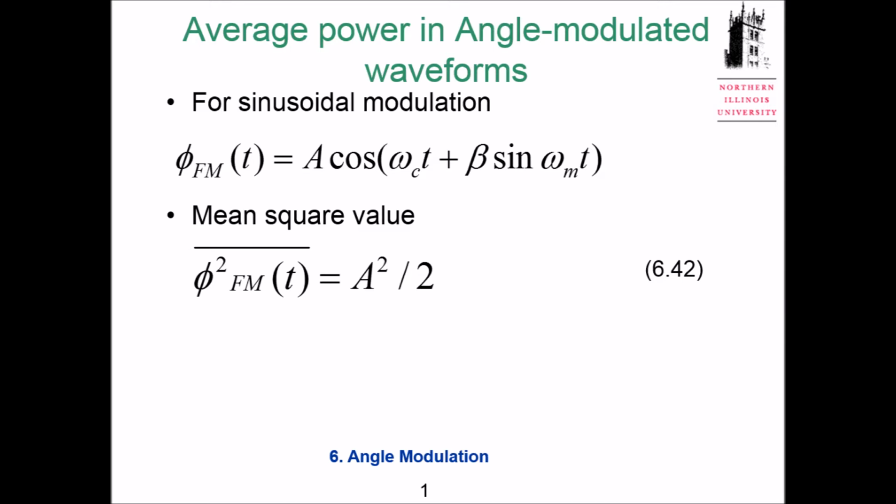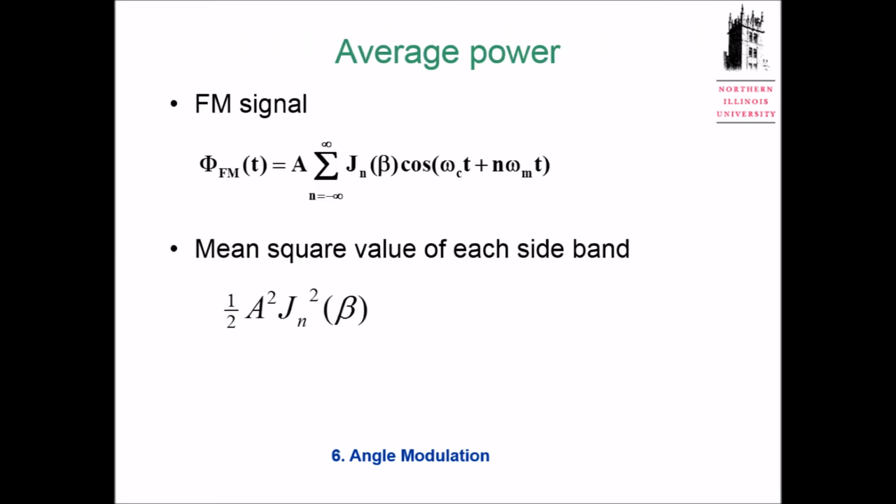Total power is half A squared, and for each sideband, the power is half A squared times J n of beta squared. N is which sideband, and beta is the index we choose. So for the carrier we use n equal 0, for the first sideband we use 1 and minus 1, and for the second sideband we use 2 and minus 2. And we showed two examples.